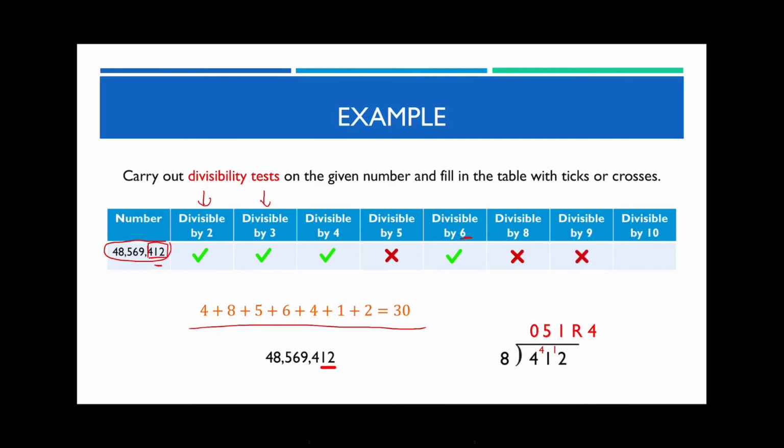And lastly, something is divisible by 10 if it ends with a 0. In this case, it doesn't, so therefore this doesn't pass the test at all.